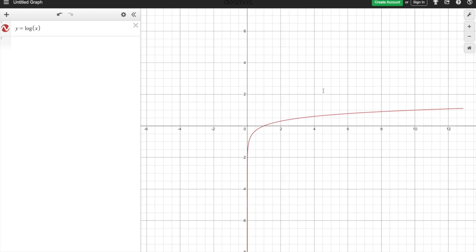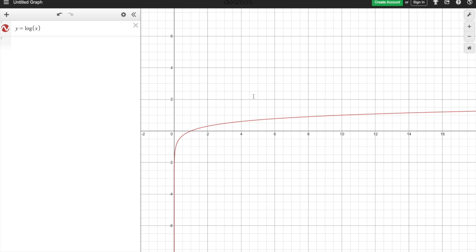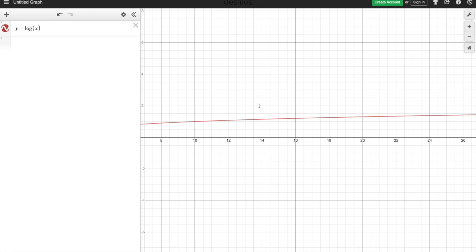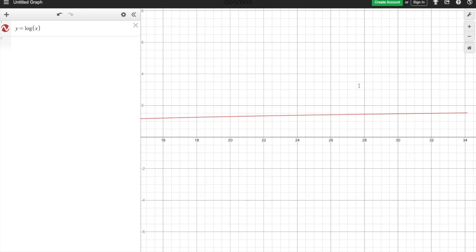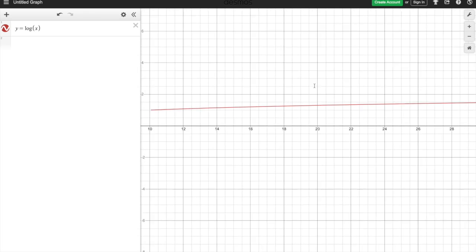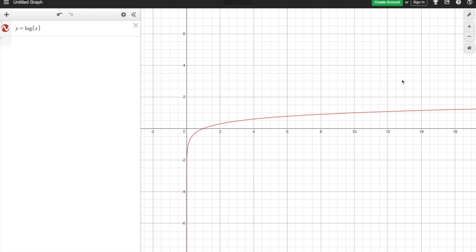So there are a few things that you should notice, some characteristics. You can see, first of all, how flat the graph is. Over here it's very steep, and then it almost immediately flattens out. And if you go further over, it looks even flatter. So that's one important characteristic.